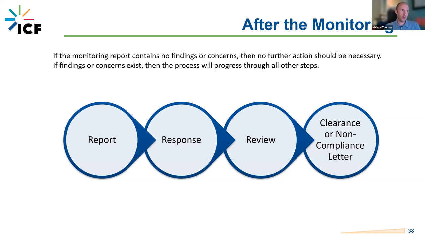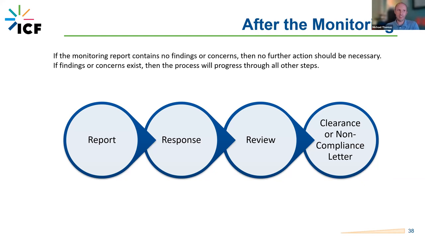If findings or concerns do exist, then the process is probably going to progress through these steps, again, depending on how you've designed it locally. Generally, what you expect is that there will be a report, a full written document that shows what happened during the monitoring, what was discovered, where the findings were identified, and where concerns were identified. Once the report is issued, there will be a response. The agency would be expected to issue a response to the monitoring entity. That response, if there were findings or concerns, should include a plan to address them. And if it's findings, there's likely going to be a requirement to include some sort of corrective action plan with a timeline to address those findings.